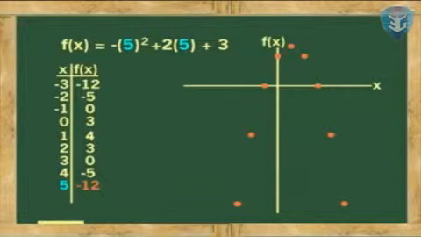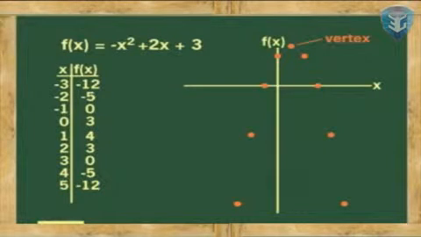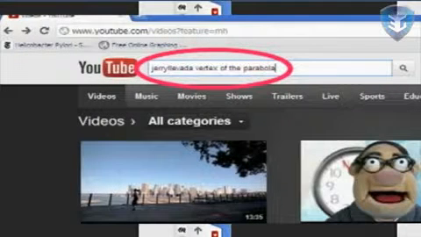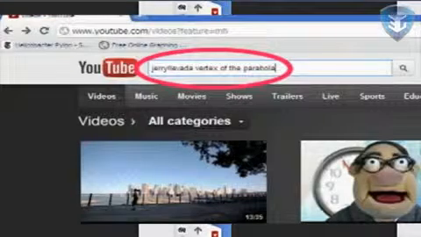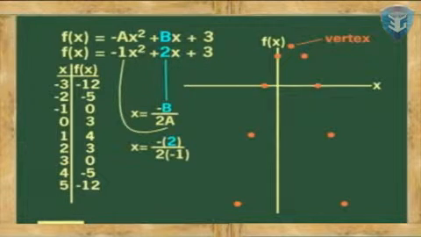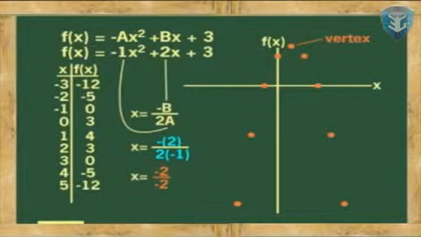Now, if we want to know the exact value of the vertex, we apply the equation x equals -b over 2a, using the coefficients of the standard parabola equation. By the way, if you want to see how the vertex equation is found, please visit YouTube and write on the top line, Jerry Levada vertex of the parabola, or use the following URL link. In this case, b equals 2 and a equals -1. The x value for the vertex is -2 over -2, or +1.